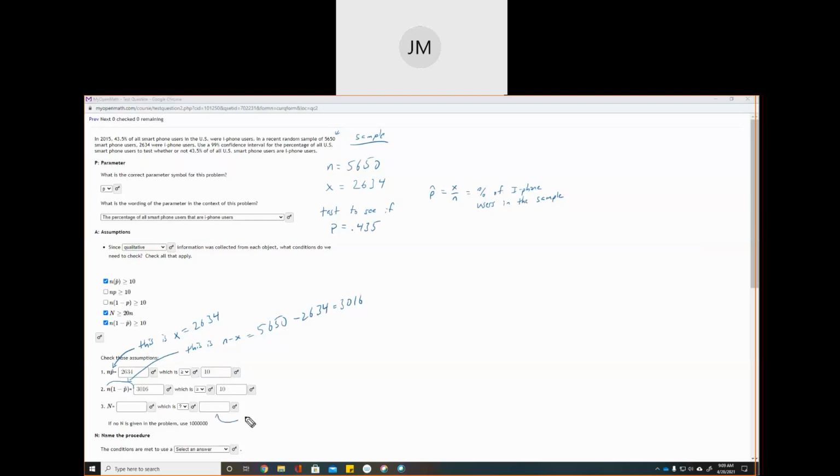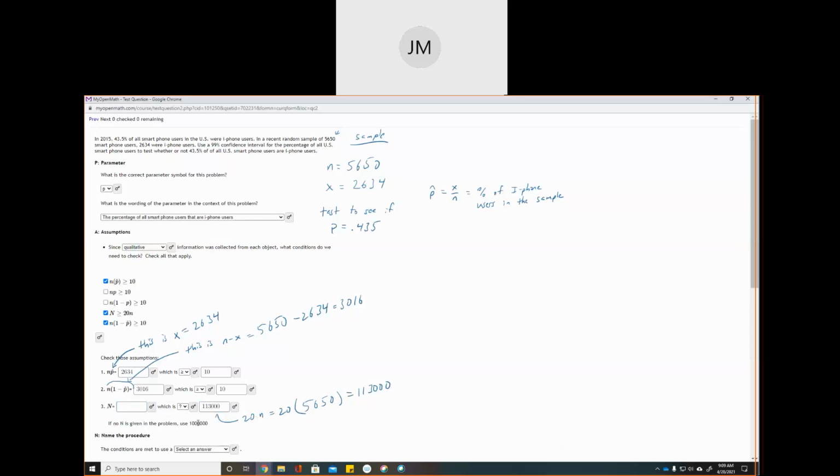So the thing I'm going to plug in here is 20 times little n, which is 20 times 5650. If I compute that out, I get 113,000 people. Which is a lot, but I know that there's definitely a lot more than 113,000 people that use a smartphone in the US, right? I'm sure it's millions and millions.